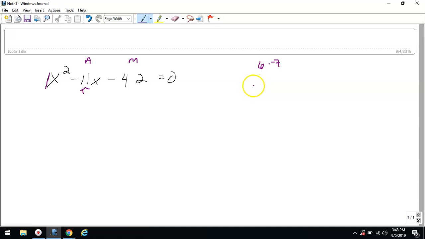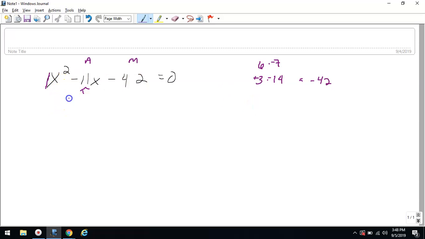I know that 1 and 42, 2 and 21, 3 and 14. Is it 3 times 14? I think this is going to be the one. So positive 3, negative 14 multiplied together to be negative 42, and they add up to be negative 11.